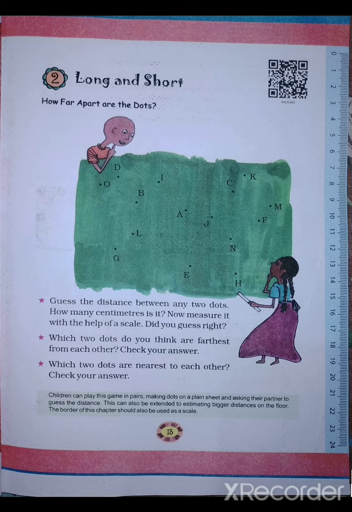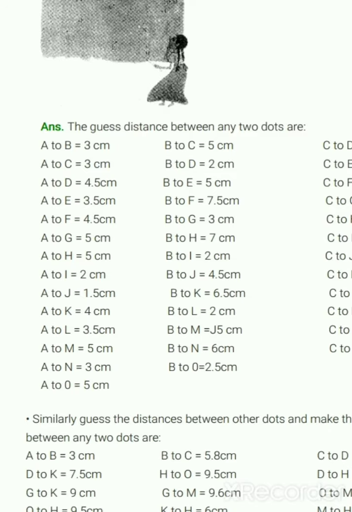So suppose the first question is, guess the distance between any two dots. How many centimeters is it? Now measure it with the help of a scale. Did you guess right? Now with the help of a scale you can calculate the distance between O and B, B and L. There are so many dots, so you can calculate as per your wish. Here I have the answers of the dots.